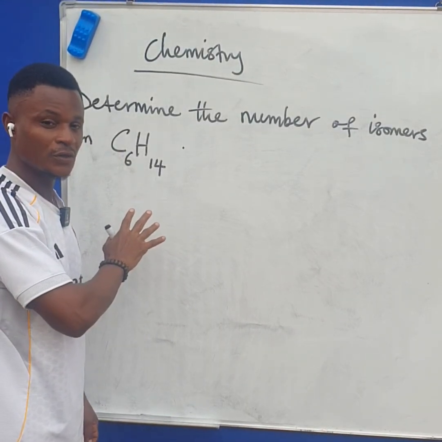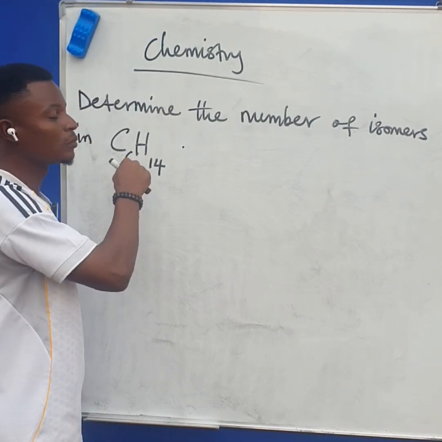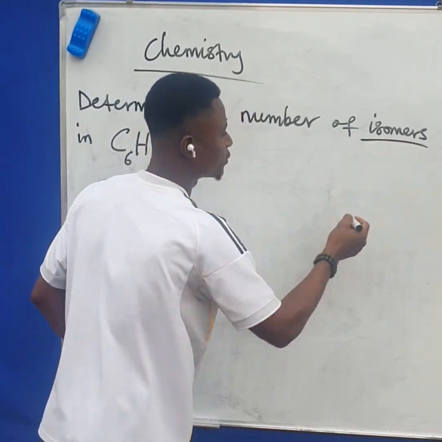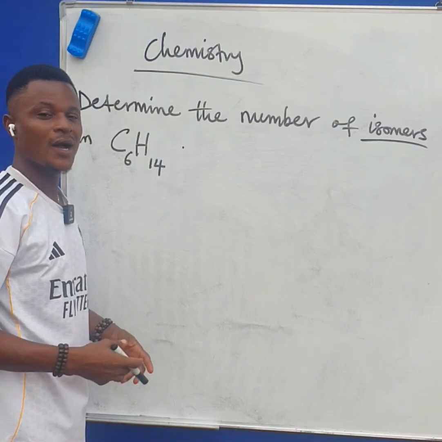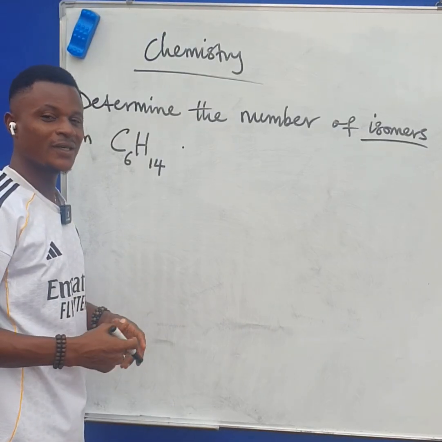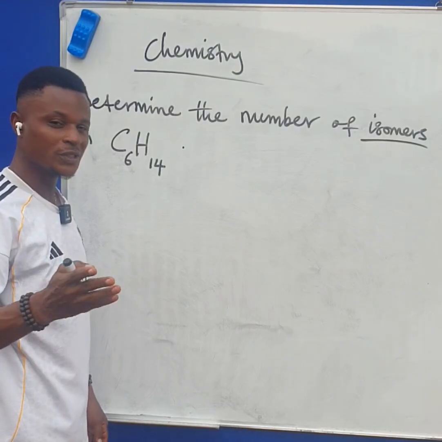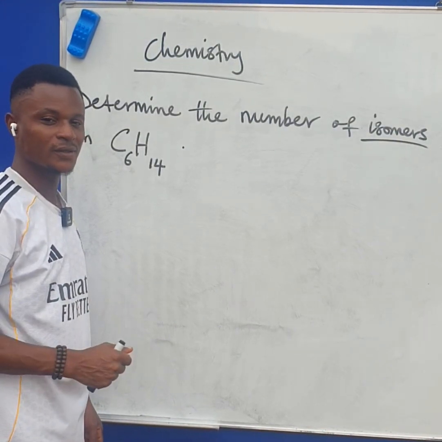You understand? So first of all, before I show you how to find the number of isomers, I need to even tell you the meaning of isomers. Isomers are compounds that have the same molecular formula but with different structures. That's what we mean by isomers.